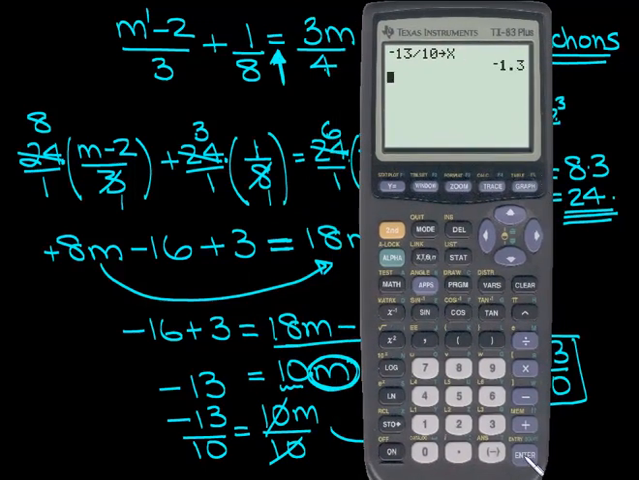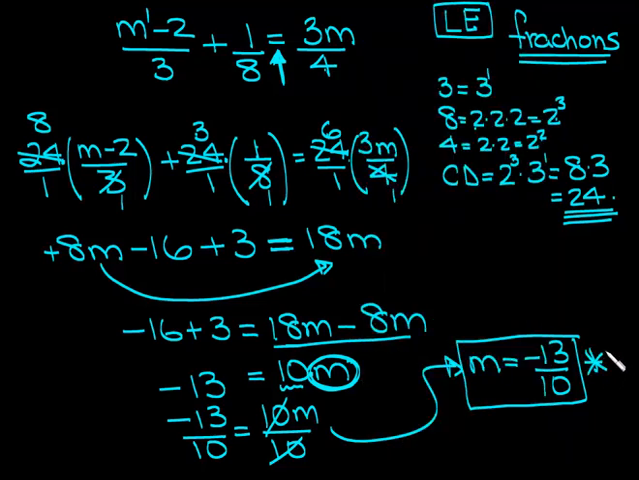Okay, enter. Now I'm going to type in my left hand side just the way it is. On the top I have 2 terms, m minus 2, so I'm going to need parentheses. So I'm going to go parentheses x minus 2. Remember, m is replaced by x, divided by 3, plus 1 divided by 8. That's what we have on the left. Press enter. So that's the value. On the right we have 3m over 4, and instead of m we have x. Again, I'm going to get 3x divided by 4, and we get exactly the same value. So that tells me that this is the right answer to that problem.